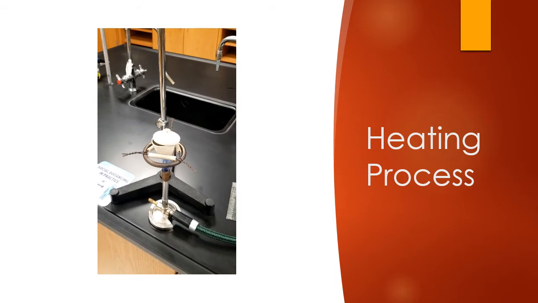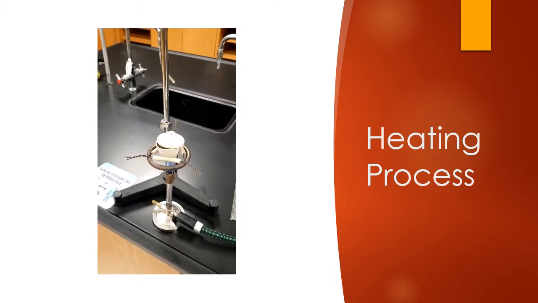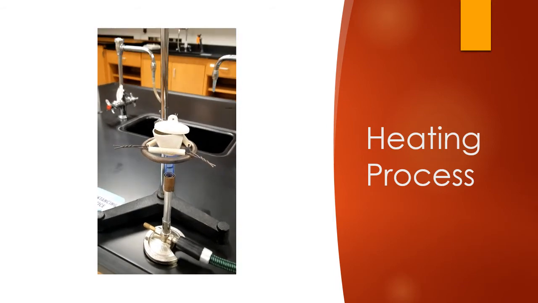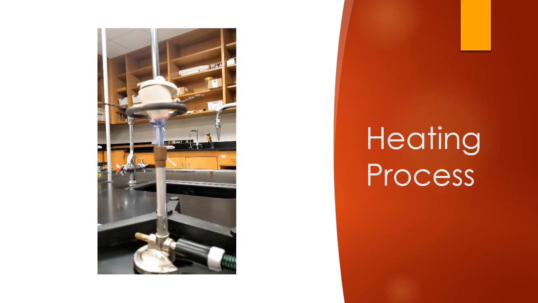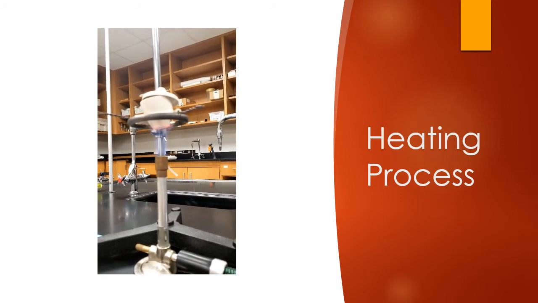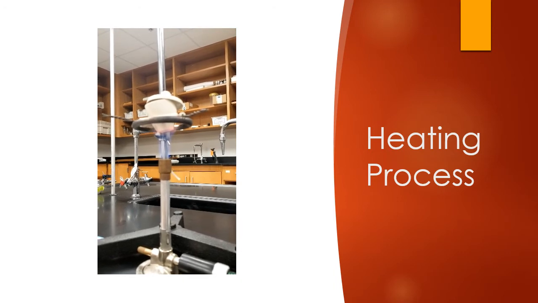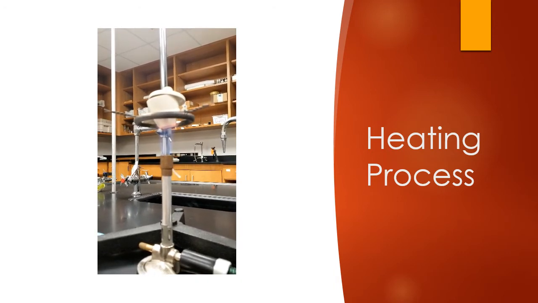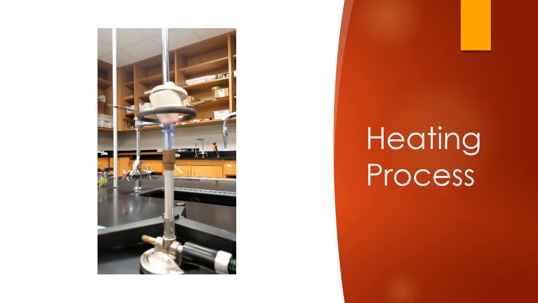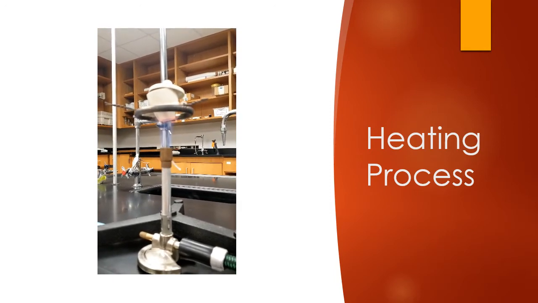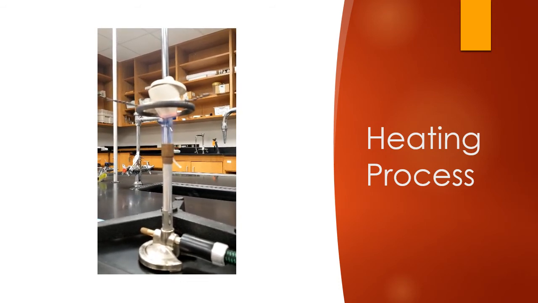So you can see we have the crucible in the clay triangle. We are heating it with a Bunsen burner, and if you look at the bottom, I'm heating it strongly right now. You can see how the bottom of that crucible is red hot. It's needed to get it that hot in order to drive off those water molecules. And since this is an inorganic compound, its melting point is very, very high, so we can heat it this strongly without doing any damage to the compound itself.